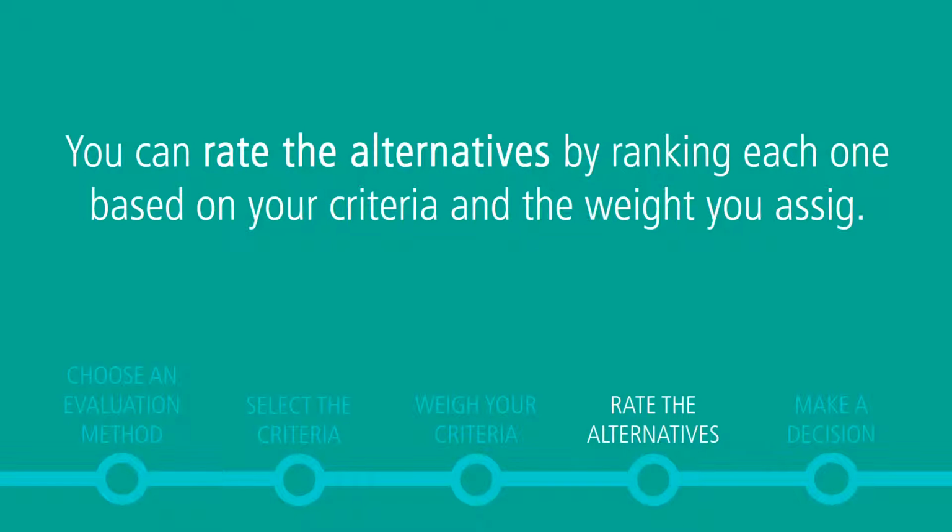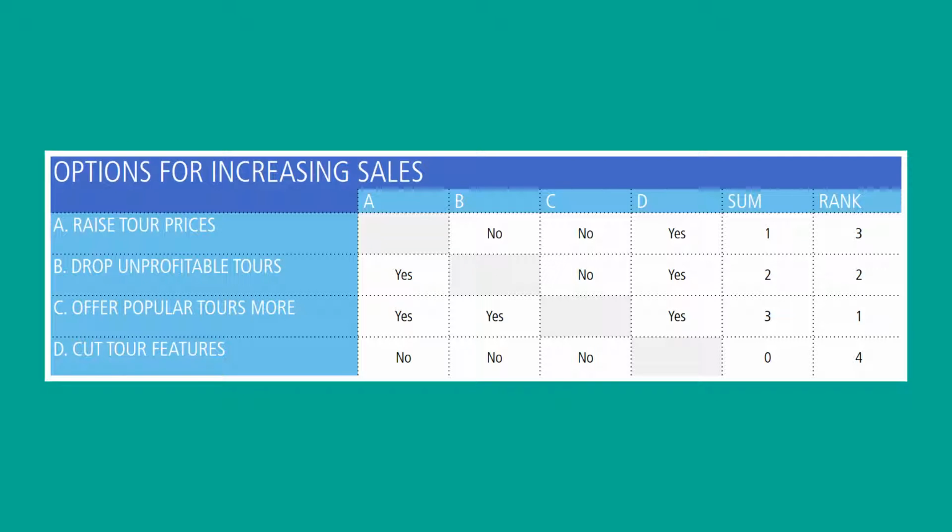You can rate the alternatives by ranking each one based on your criteria and the weight you assign. Another method is to compare each alternative to the others and determine which is superior. When making important decisions, use more than one rating technique. The outcomes might not be identical, but they should be very similar. If not, reevaluate your work. You can use an analytical hierarchy matrix like this one to rate alternatives based on these comparisons.